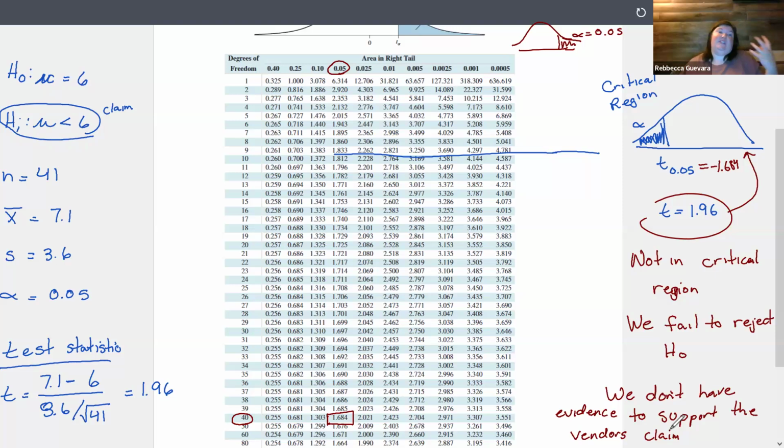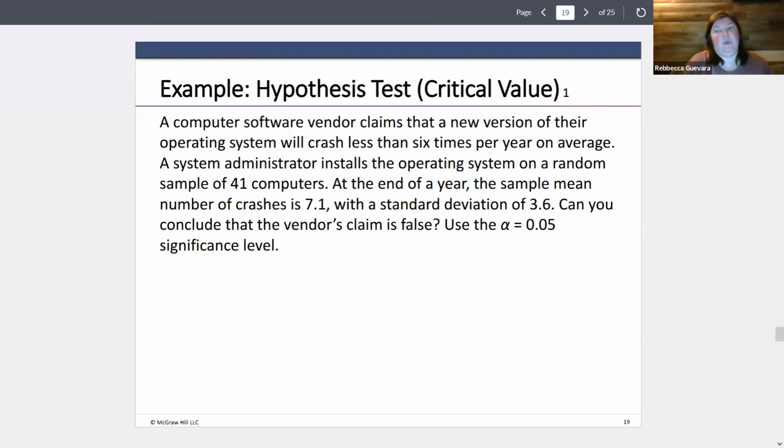So what we did here is we found that we don't have evidence to support the vendor's claim. We can't necessarily say the vendor is false; we just say we can't support their claim. If we want to show that they're false, we have to do this a little differently. We can't just prove something doesn't work. What we could do is find more proof that it does work, so we want to show that my alternate hypothesis is correct.